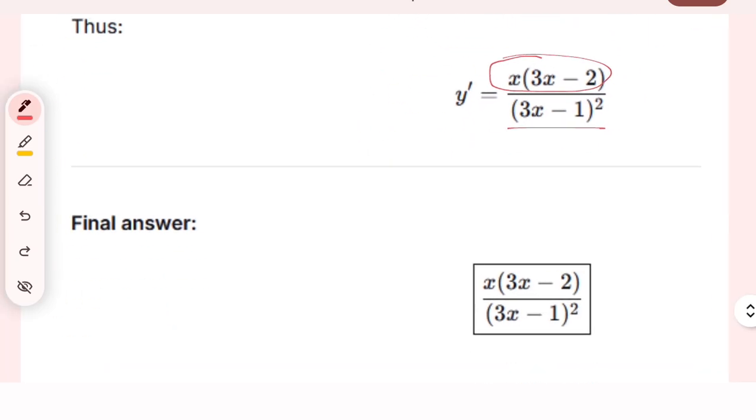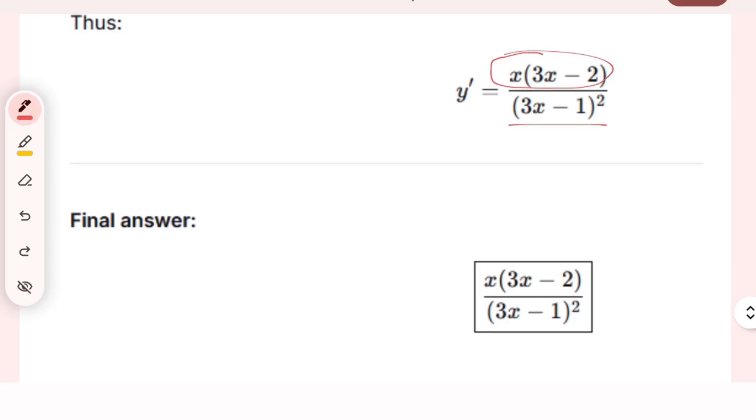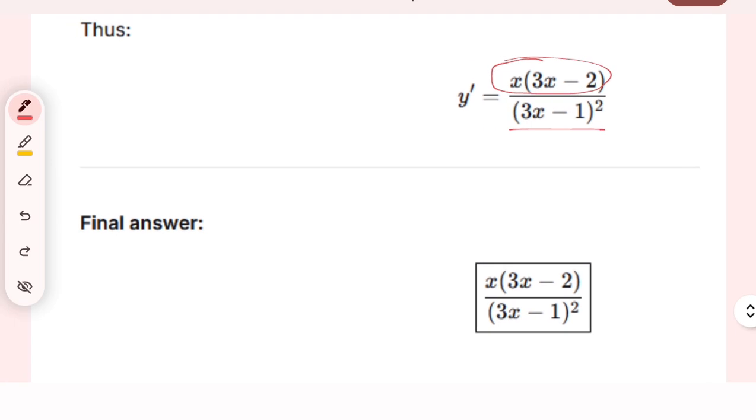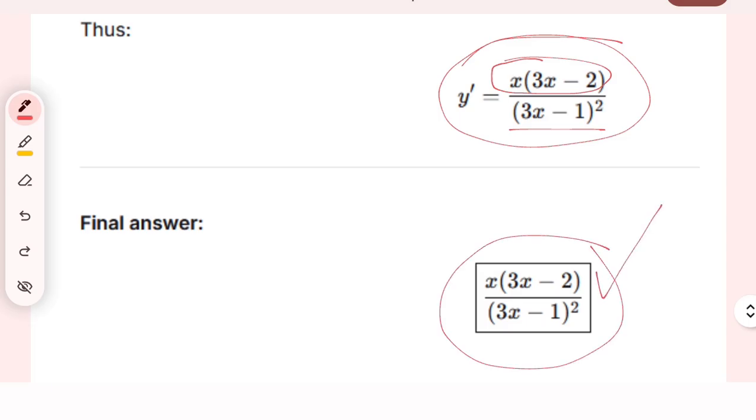And what do you do next? Can you simplify it? No, I think that's the final answer: x times 3x minus 2 all over 3x minus 1 squared. This can never be simplified. We cannot cancel anything anymore, either from the numerator or from the denominator. That means this is our final answer.